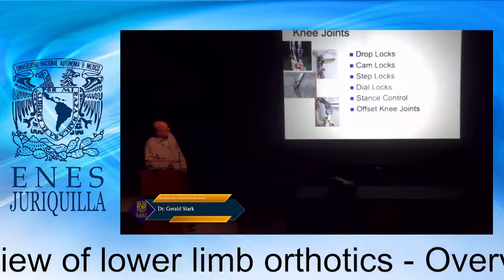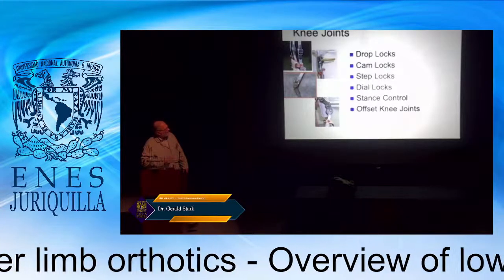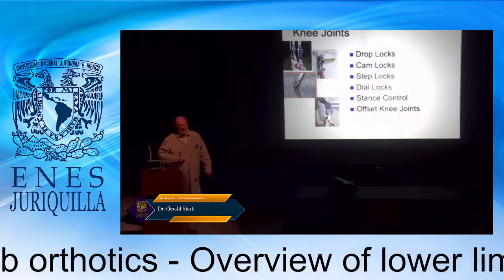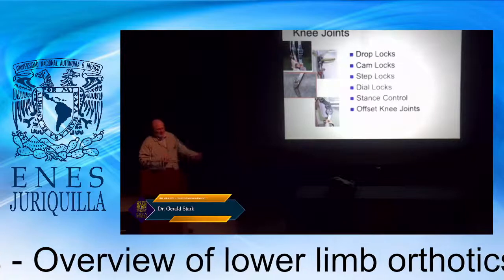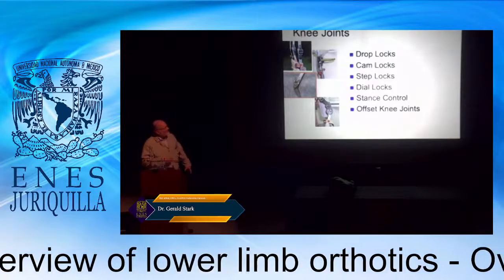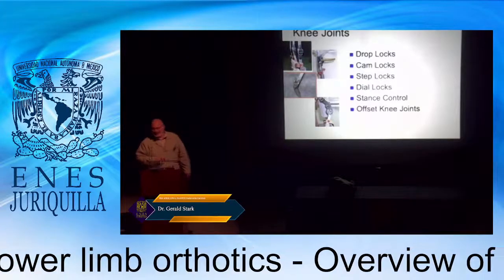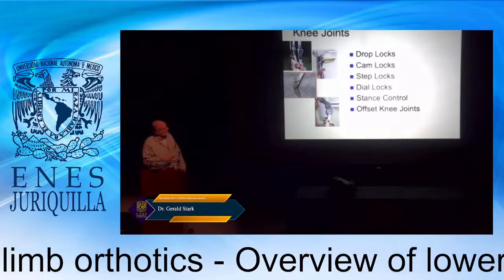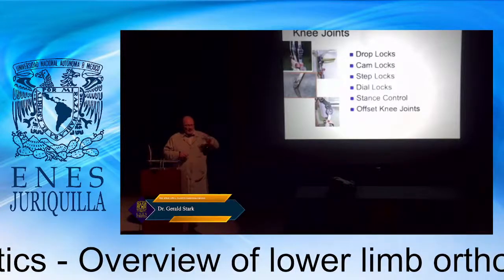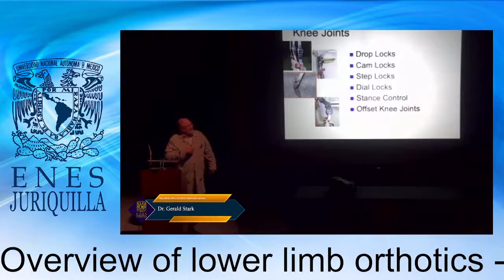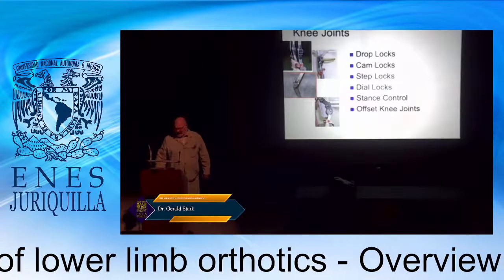They could be drop locks or what we call cam locks, step locks. All of these devices really work to lock the knee out in different ways. The main types are drop locks, which are very simple, inexpensive. But then if the patient wants to sit down, they have to lift up these rings that go around the knee joint. These are called French locks if you can see them outside of the device. They're called Swiss locks if they're covered, because sometimes they cut pants.